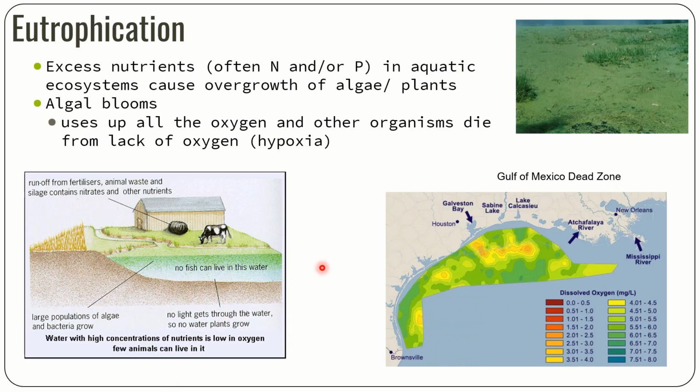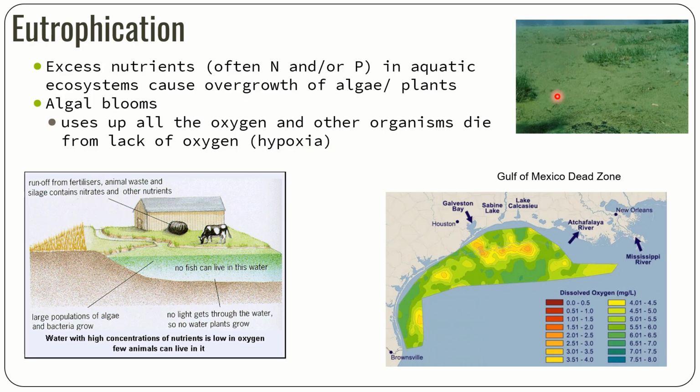So this can lead to a process called eutrophication, where these excess nutrients, usually the nitrogen and or the phosphorus, in aquatic ecosystems that got there probably from fertilizer or waste products from animals and things like that washing into the waterways, lead to an overgrowth of algae and plants. They have lots and lots of nutrients they need, so they grow and grow and grow. Again, sounds like a good thing, but not really. You might end up with something like this picture. And we call these algal blooms.